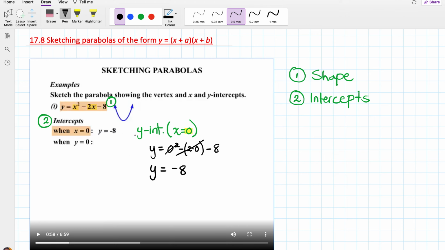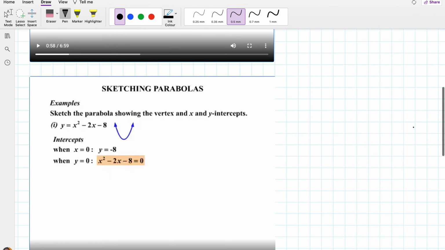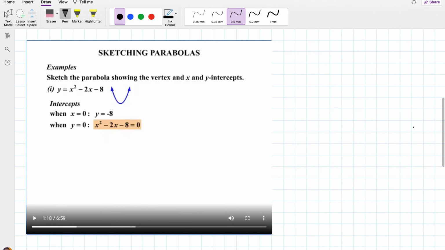My suggestion is that when you're writing your intercepts, write the coordinates. So don't leave it like this only. When you're writing your intercepts, just write y-intercept, and you write your coordinates, which is (0, negative 8). Okay, wonderful.